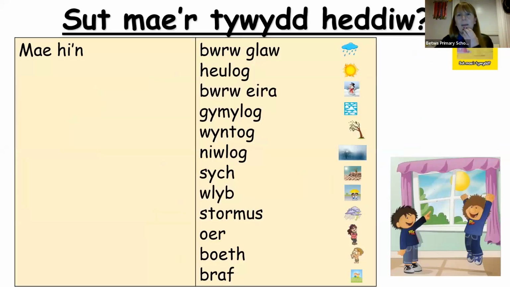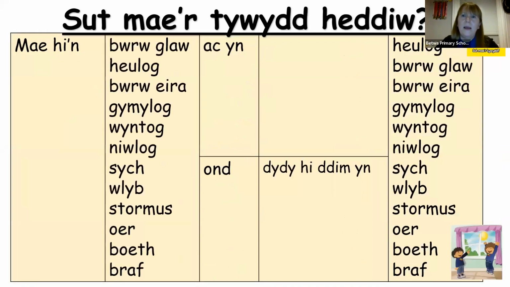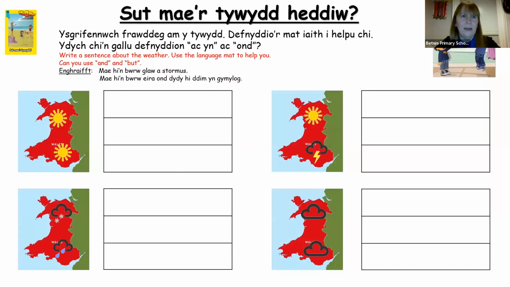And this is an example of sentence builders. Sut mae'r tywydd. So very simple. They just choose whatever, and then you can build it up to how difficult you want it to be. So there's the acen, or ond dydy hi ddim, extending the sentences, and I think Susie explained the sentence builders really well. They're not going to make a mistake. They can easily build those sentences, and that's just an example of what you could use.